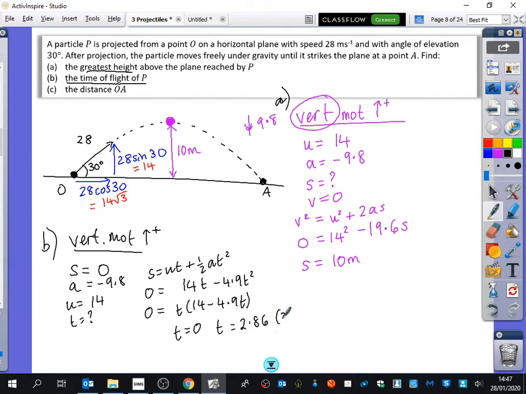2.86. Is that 3 significant figures? Now that's weird. It's given me 2 values of time. Why is it giving me 2 values of time? The displacement is 0 at the start. At the start, the displacement is 0. At 2.86 seconds, the displacement is 0.